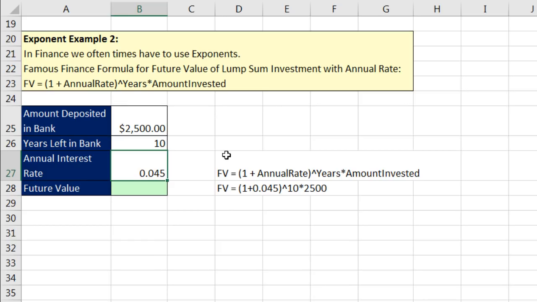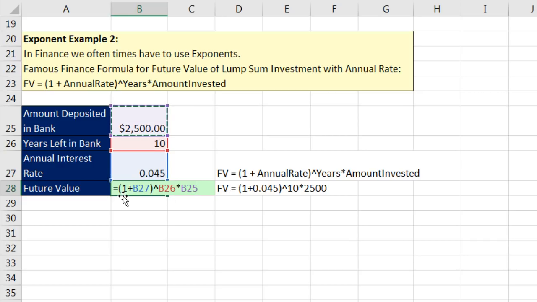And here's our formula to calculate what's called the future value. We have to take 1, add the interest rate, and there's our exponent. We have to raise it to the number of years and then multiply it by the amount invested. Now, this means we get to practice order of operations and our exponents. Equal sign, parentheses, 1 plus our annual interest rate, close parentheses. We want to force that addition before Shift-6, that's the exponent. We have to raise that amount to our number of years and then multiply it by the amount deposited in the bank.